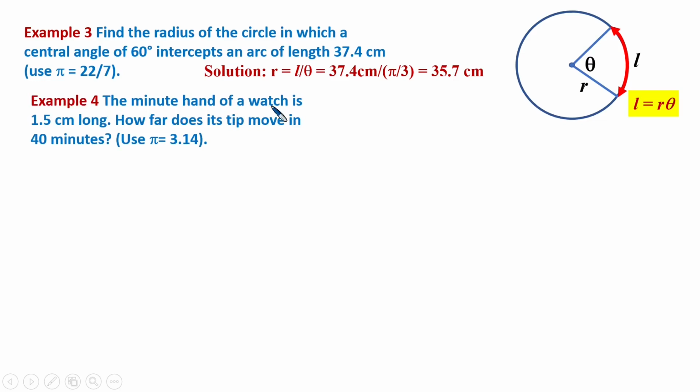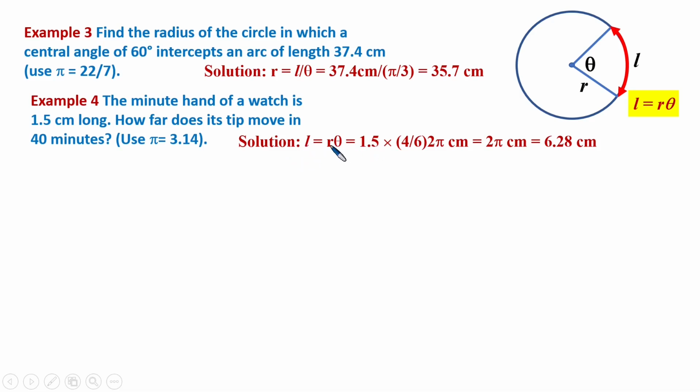The minute hand of a watch is 1.5 centimeter long. How far does its tip move in 40 minutes? Use pi equal to 3.14. As I said earlier, you can use either 22/7 or 3.14. So whatever they have said, you use that. Again, the solution is very simple.